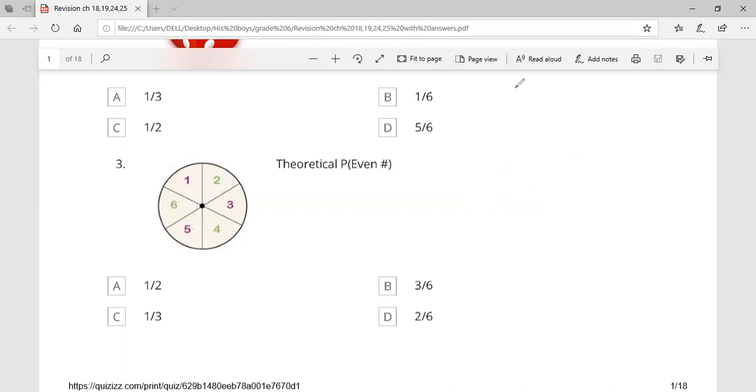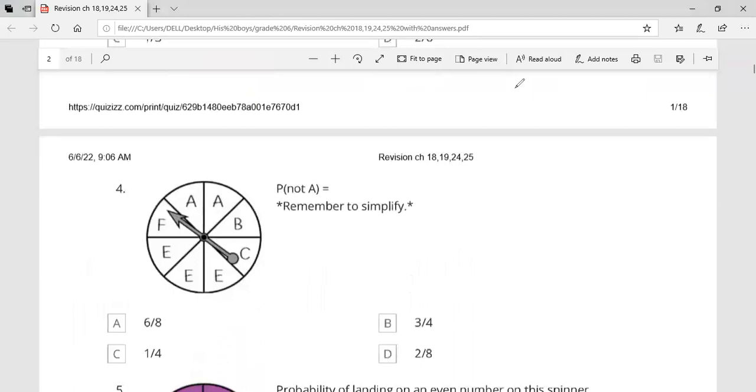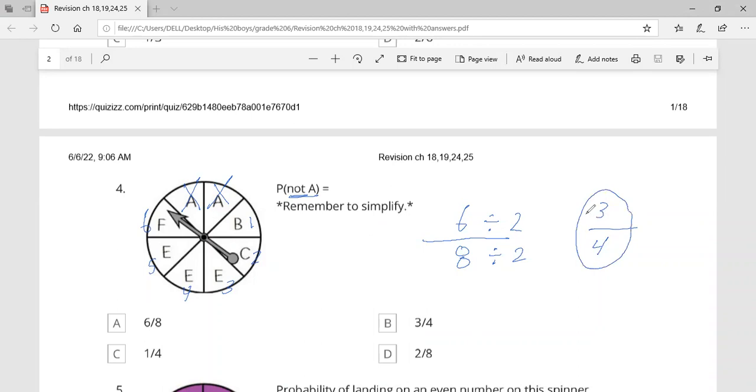The next one, the same. Not A. What is the meaning of not A? Not A, cancel A and count the rest. The number of events: 1, 2, 3, 4, 5, 6. Here is 6. And the total, if you count the total, we get 8. 6 out of 8. After that, divide to put it in simplest form, divided by 2. 6 divided by 2, you get 3 out of 4. Here is what I mean. 3 out of 4 is the probability. Yes. The next one.